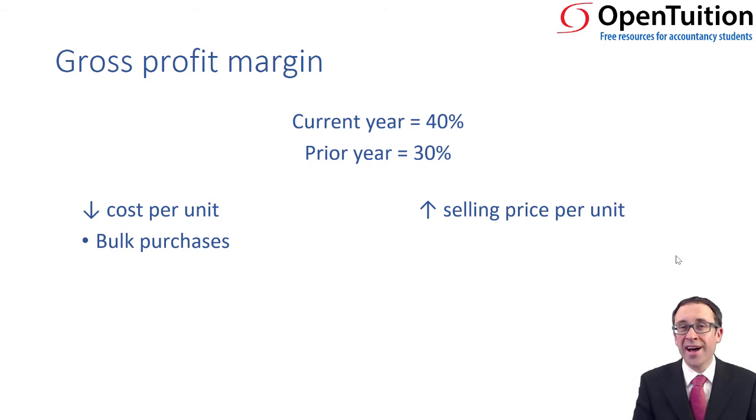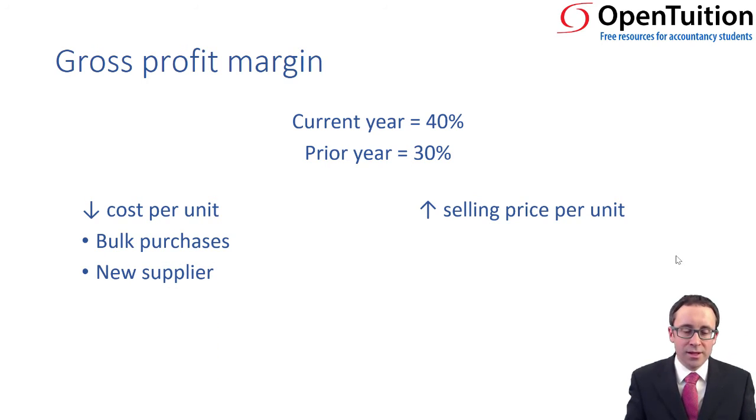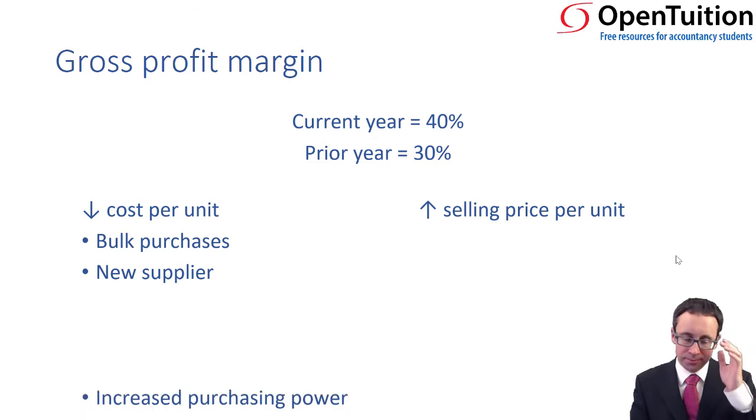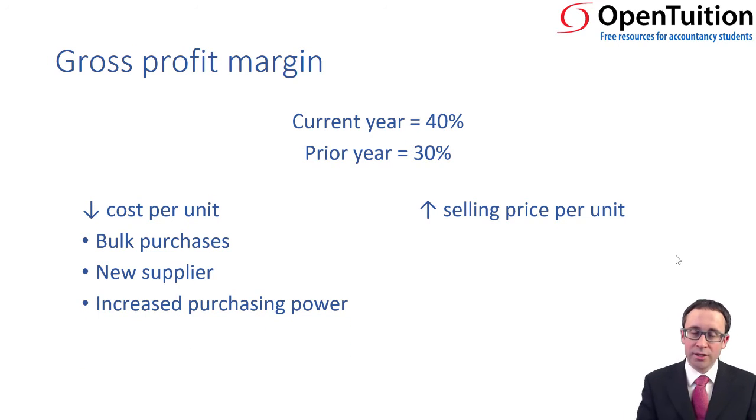So cost per unit have gone down. Maybe you've bought some goods in bulk. If you buy in bulk, you get discount. Okay, so bulk purchases is giving you a quantity discount. Maybe you've gone to a new supplier. So you've gone to a new supplier because it's cheaper. Great, improves your margin. Just be careful. If the cheaper goods, there could be a quality issue. Okay, and there could be further issues down the line, reputational damage. But at the moment, based on what we know, new supplier, cheaper costs, better margin. Could be you've got increased purchasing power.